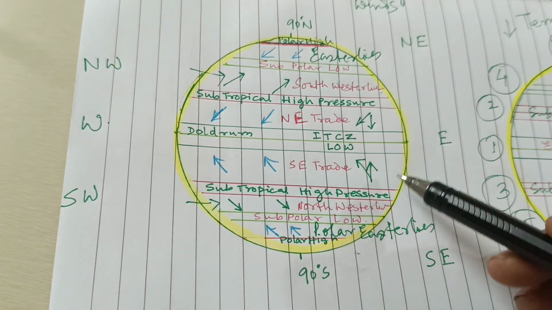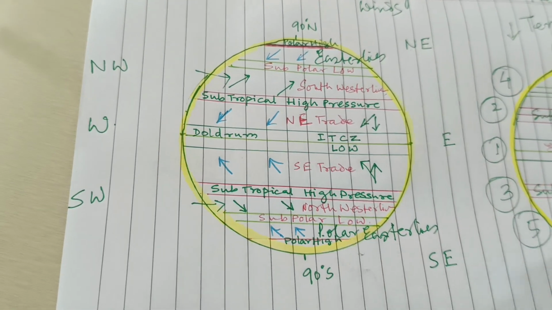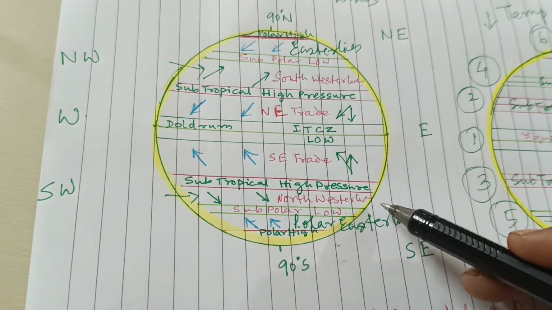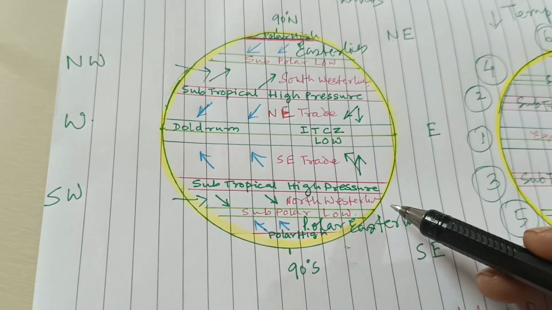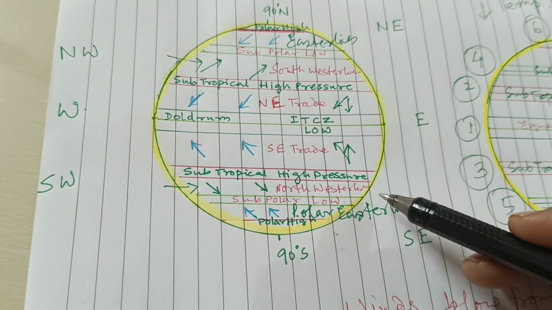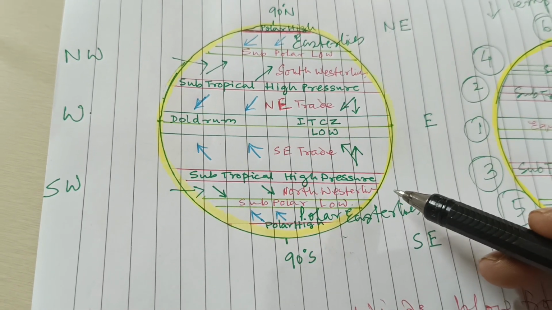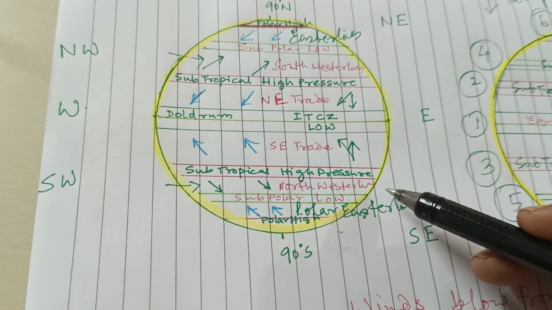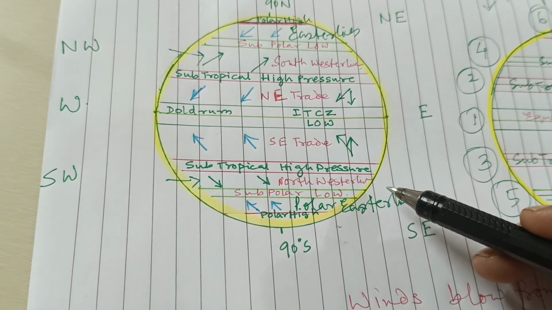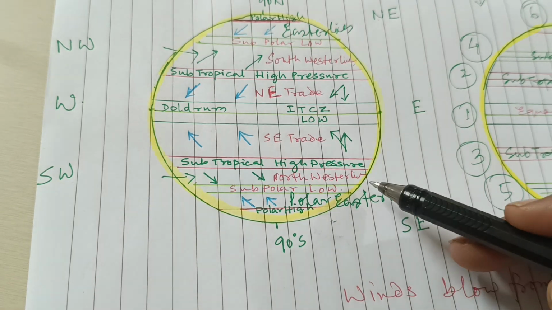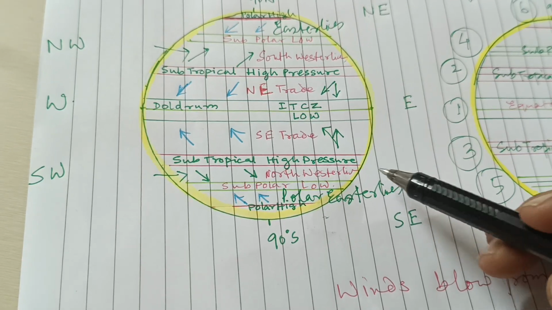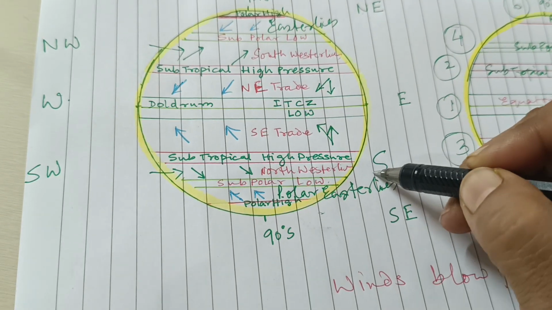So in this zone, after this horse latitude, we are getting some latitudes which are very famous for their sound, or rather noise. So the 40-degree belt has the roaring 40s. The 50-degree latitude has the furious 50s, and the 60-degree belt has the screeching 60s. All are in the southern hemisphere.